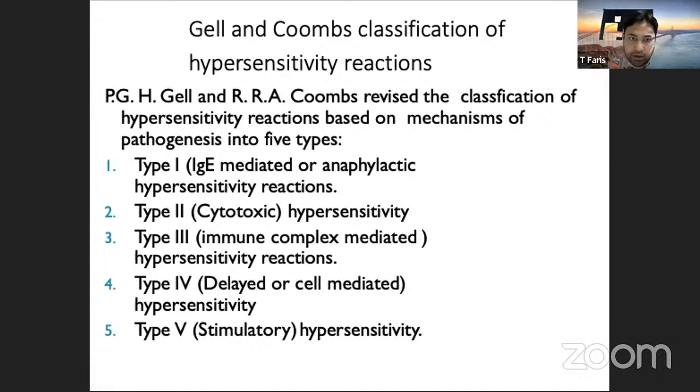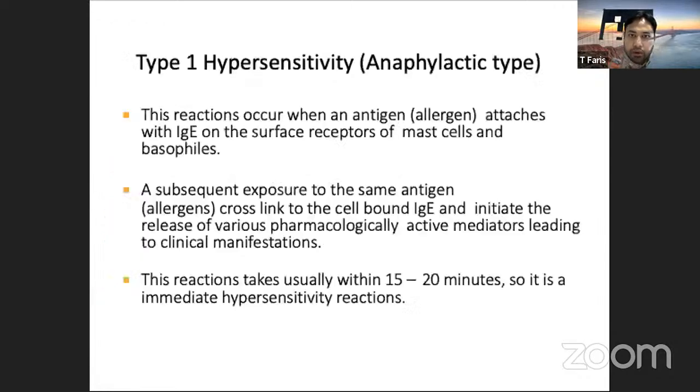Type 2 is known as cytotoxic hypersensitivity. They are cell mediated as well. Okay, type 3 is immune complex mediated. Type 4 is the delayed type, and type 5 is the stimulatory. So I will brief it to you one by one.